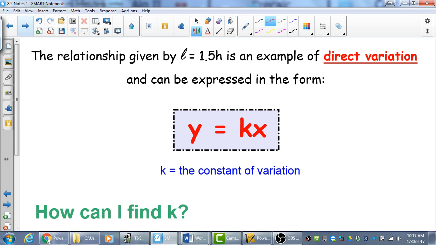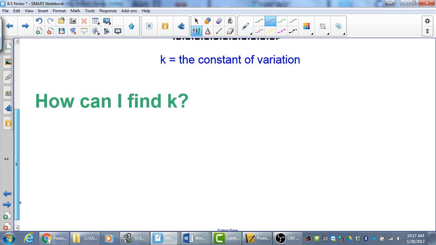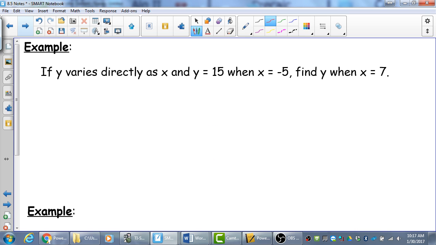The relationship given by L equals 1.5h is an example of a direct variation and can be expressed in the form y equals kx. K is the constant of variation. So how do I find the k? Let's go to an example. What if it said this? If y varies directly as x, this statement right here, just this piece, says I can write y equals k times x. Just that part right there. Then it gives us some values for x and y so that we can find k.